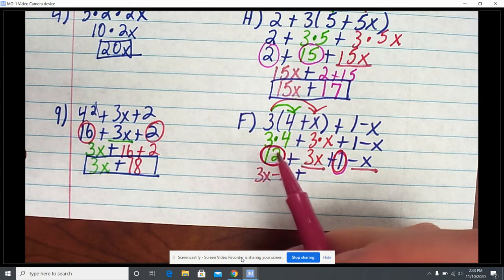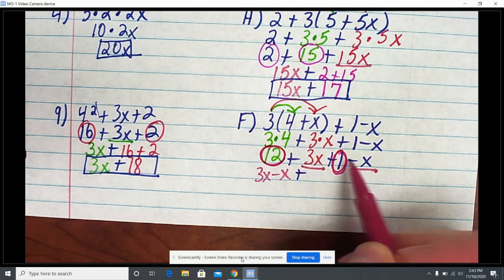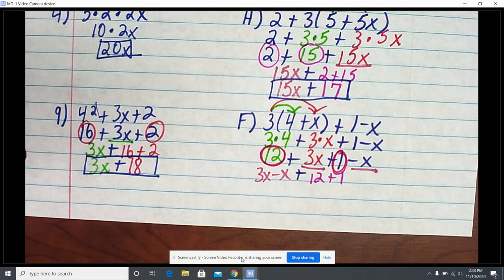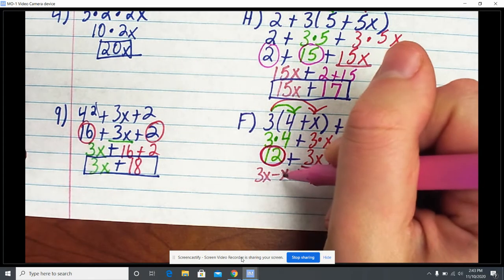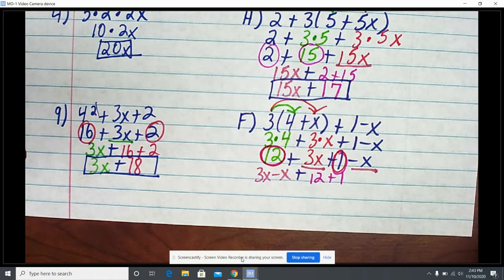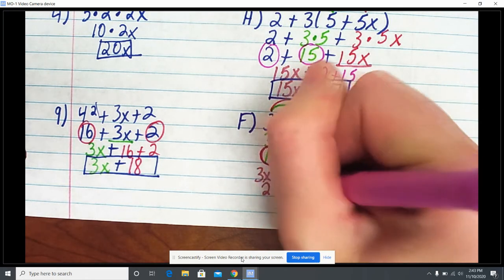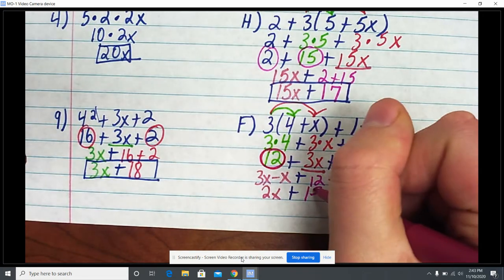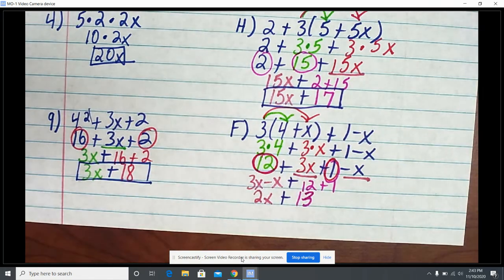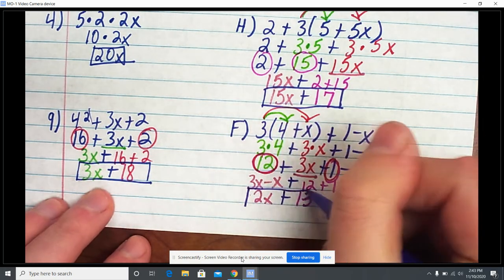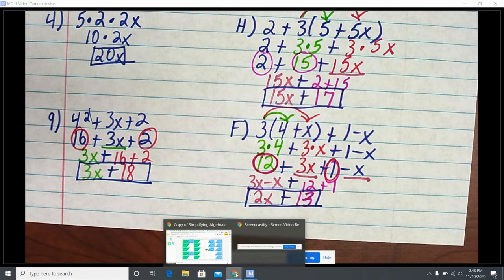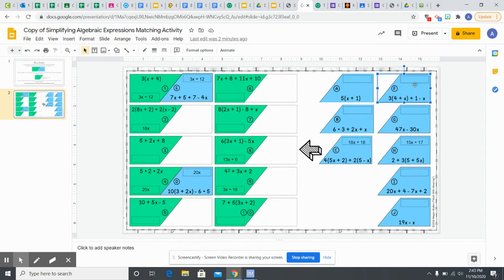Okay. So, looking at my circle terms, in front of my second one, there's a plus sign. So I'm taking 12 plus 1 in this case. All right, so 3x minus x. Remember, there's technically like a 1 with that x, so I'm really taking 3x minus 1x, which gives me 2x, plus, and then 12 plus 1, which is 13. So 2x plus 13. And that was F.